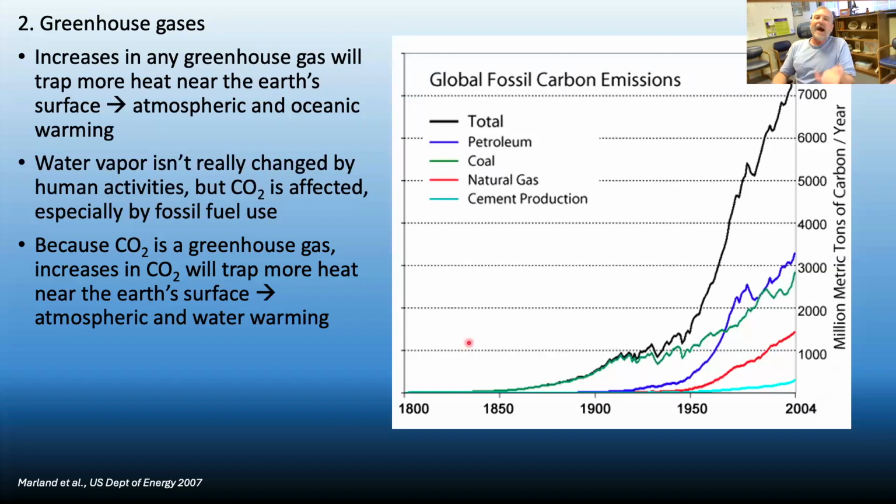So why we focus on these greenhouse gases, and particularly carbon dioxide, is because we're the ones that are really responsible for the major increases since the beginning of the Industrial Revolution 150 years ago. So the increase in any greenhouse gas is going to trap more heat near the Earth's surface, right? And this is going to result in both atmospheric and oceanic warming. And oceans are really important in terms of how the climate functions, right? Because they move a lot of heat around the globe, and they can take heat energy from one place and move it to different parts of the globe.